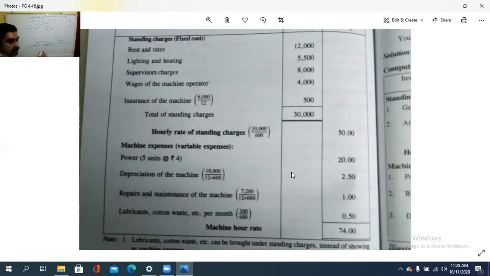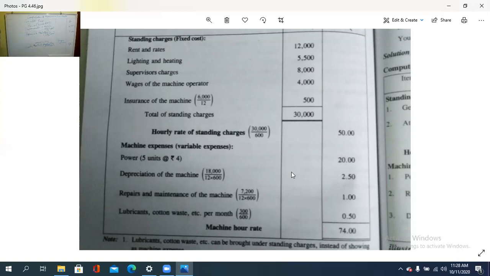Then repairs and maintenance. Repairs and maintenance value is 7,200. What do we do with it? Take it monthly and then make it hourly. So 7,200 divided by 12 into 600. So it is 1 rupee.